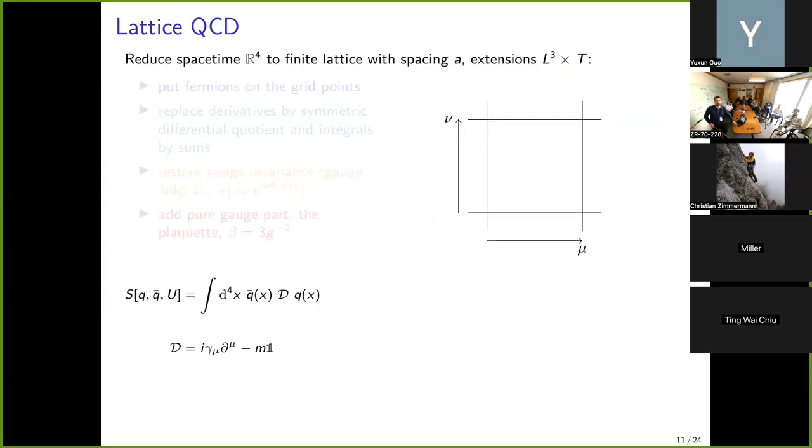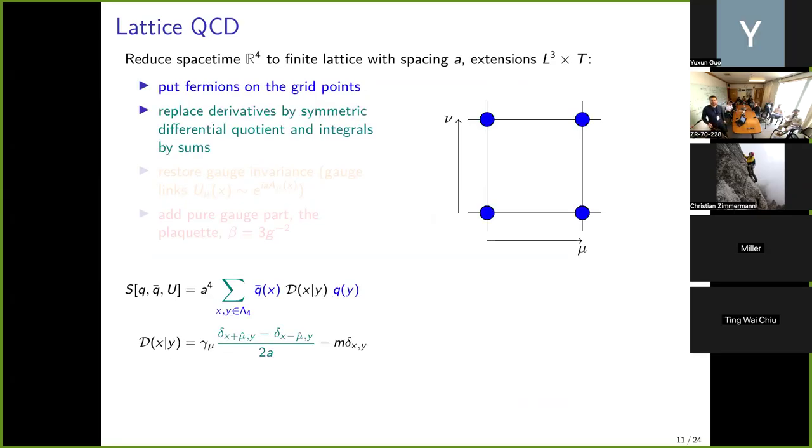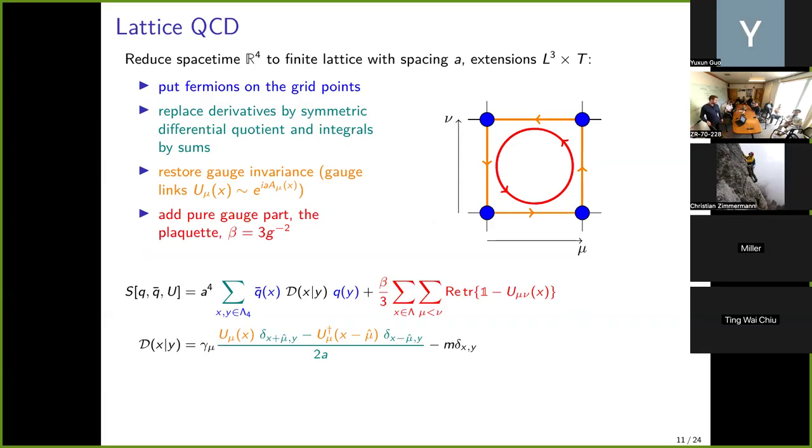Right. So we have to discretize our action, and this we do by putting the fermions on the grid points and replacing derivatives by symmetric difference quotients and integrals by sums. We have to restore gauge invariance by putting in these gauge links between the grid points. And we have to add the pure gauge part, which we do, for instance, by adding this plaquette term, which corresponds to a circle of gauge links, basically.